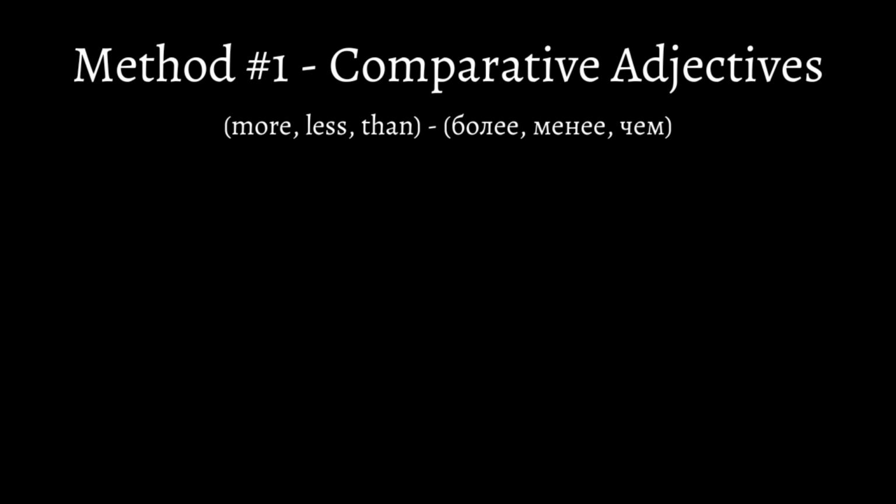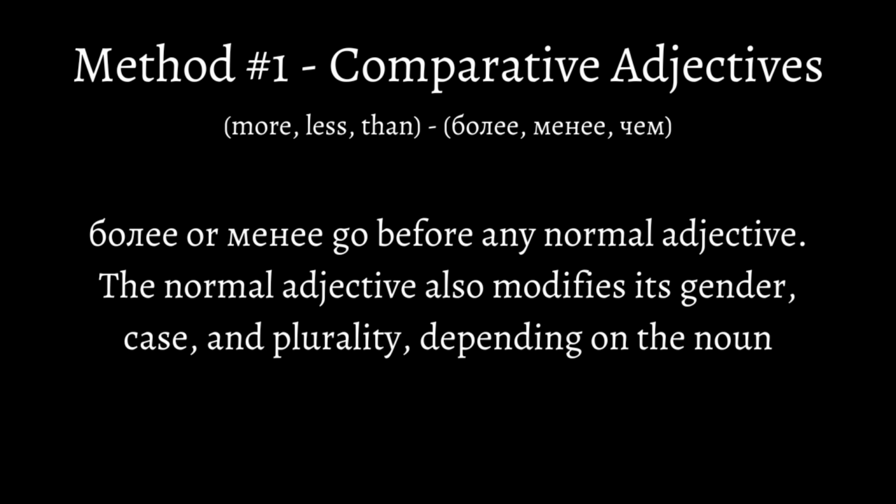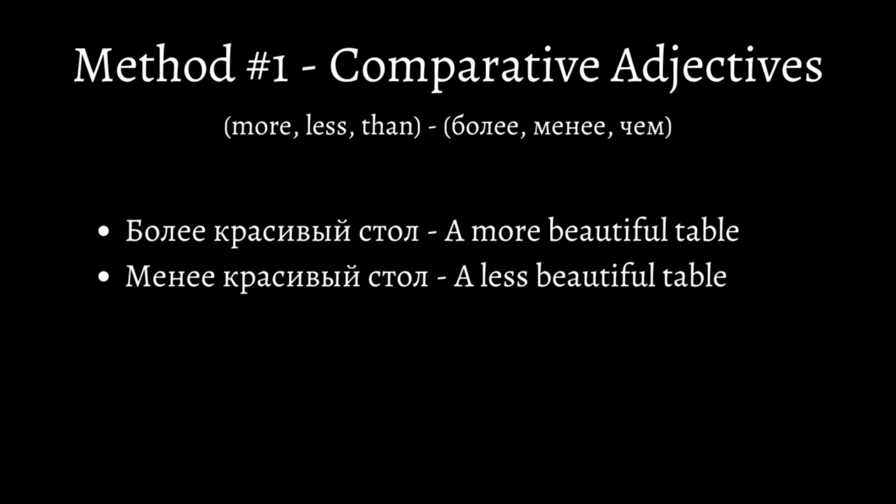Nonetheless, when comparing adjectives using this first method, we put the words более or менее before any normal adjective to show the comparison, so there are no exceptions. The normal adjective also modifies its gender, case, and plurality, depending on the noun. Here are a few examples. Более красивый стол and менее красивый стол will be a more beautiful table and a less beautiful table.